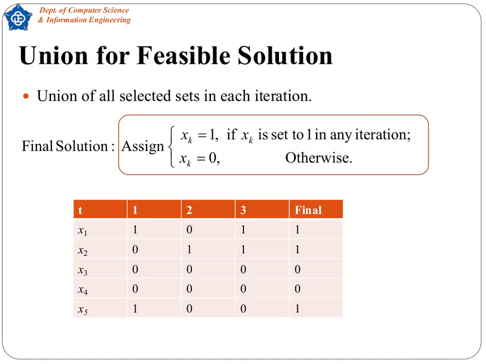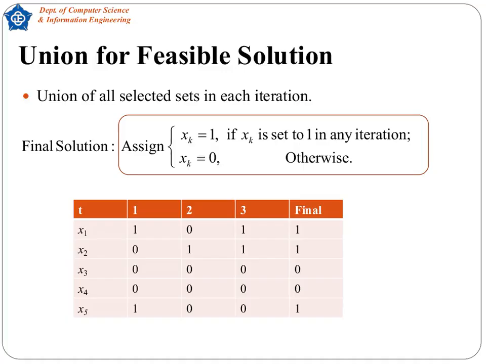Building on our iterative refinement, this slide shows how to form a feasible solution by taking the union of all sets chosen across iterations. In formula form, we simply set each variable x to 1 if it ever appears in any iteration, and to 0 otherwise. The table on the bottom illustrates this with 5 variables over 3 iterations.